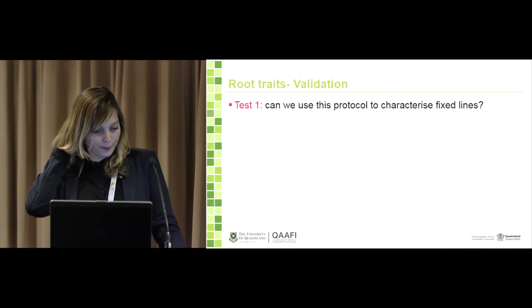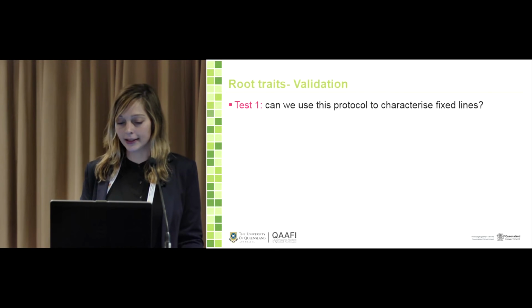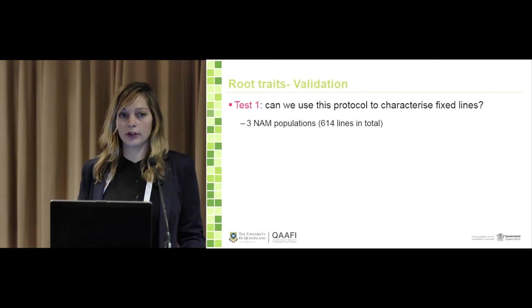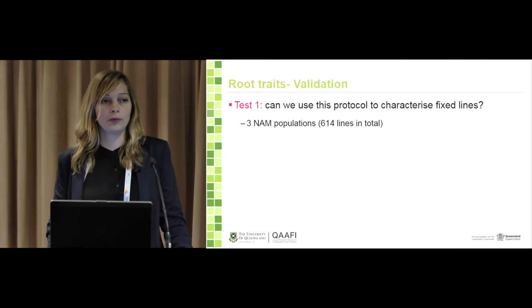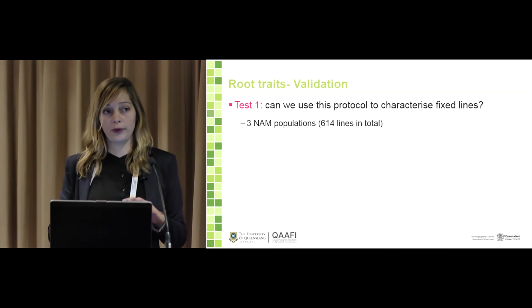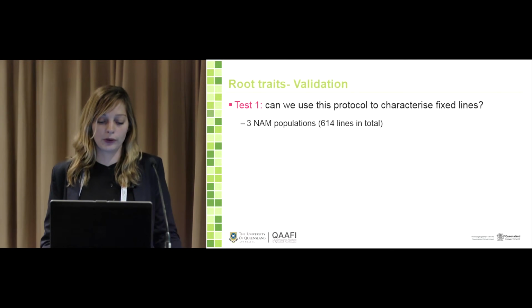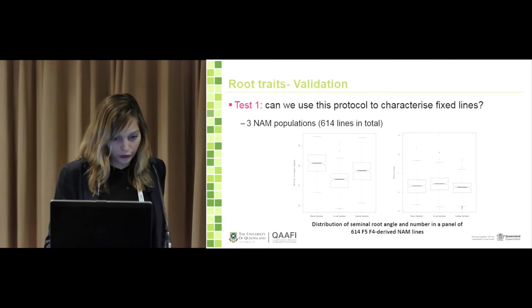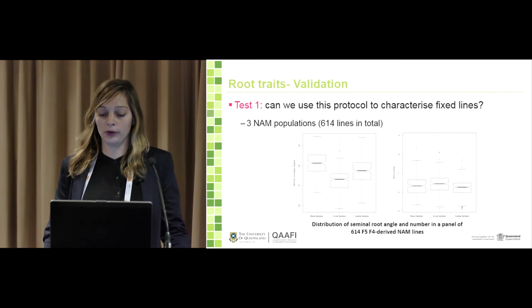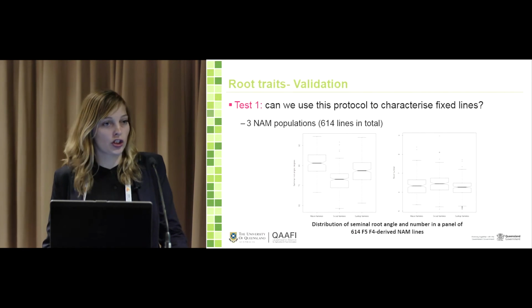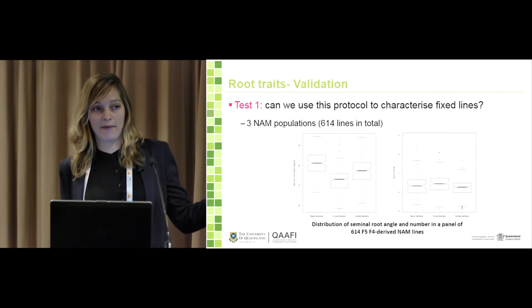All right, so with the protocol, we tried to test if we were able to characterize fixed lines. To do it, we developed a NAM population. It's actually 3 different NAM populations. We crossed the same founders to 3 different common parents, and we characterized root angle and root number. On the left is the root angle, and on the right, the root number. Each box plot corresponds to a NAM family, so we have 3 NAM families.